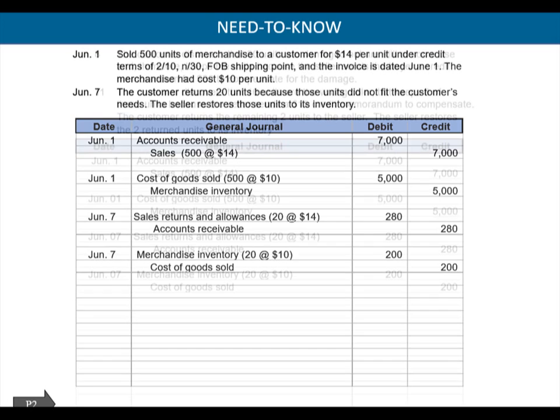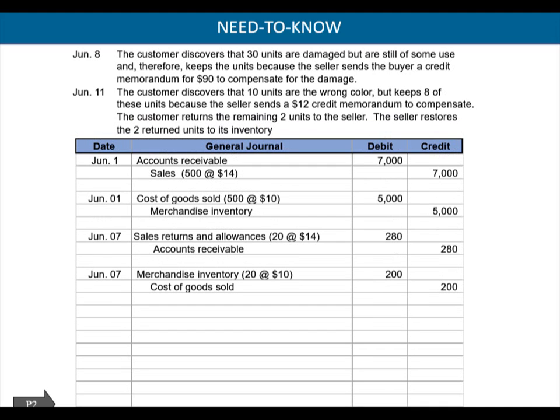On June 8th, the customer discovers that some of the units are damaged but decides to keep them if they can get a discounted price. The seller sends a credit of $90. Debit sales returns and allowances for $90 and credit accounts receivable for the same. This removes the amount from the customer's account. They don't have to pay it.